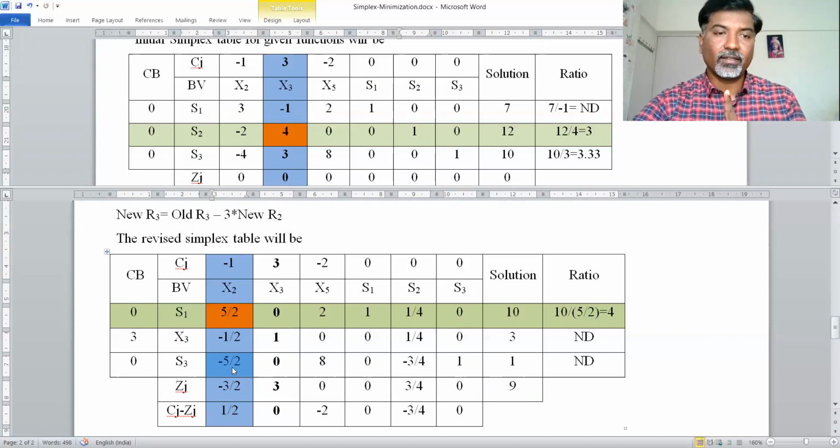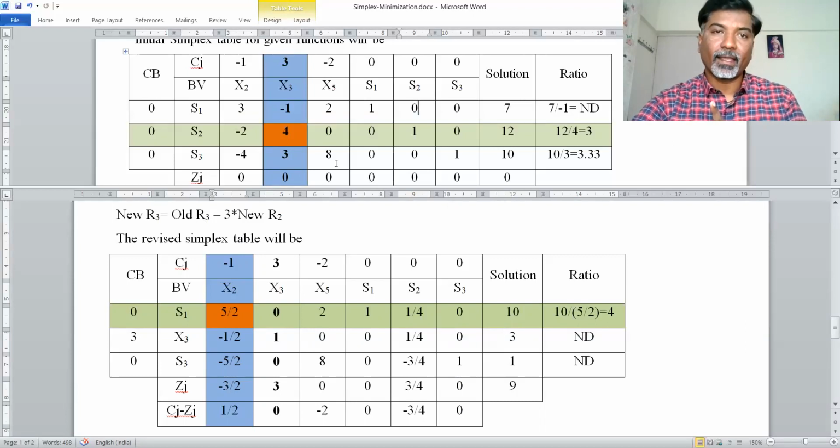So what is the formula? Here, -4 minus 3 into bracket -1 by 2. If you solve this expression, you will get the value of x2 at this cell as -5 by 2. Likewise, 3 minus 3 into 1, because the value of R2 is 1. So you have to multiply this particular row by 3 and subtract this row from the old row. So we will get 0.